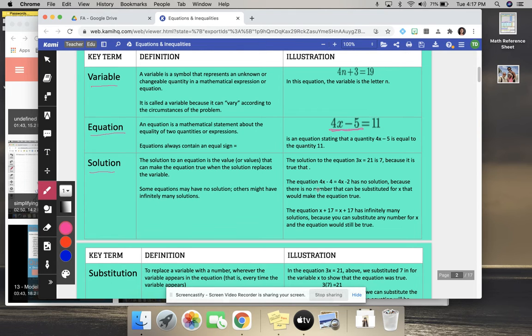The equation 4x minus 4 equals 4x minus 2 has no solution because there is no number that can be substituted for x that would make the equation true. The equation x plus 17 equals x plus 17 has infinitely many solutions because you can substitute any number for x and the equation would still be true.